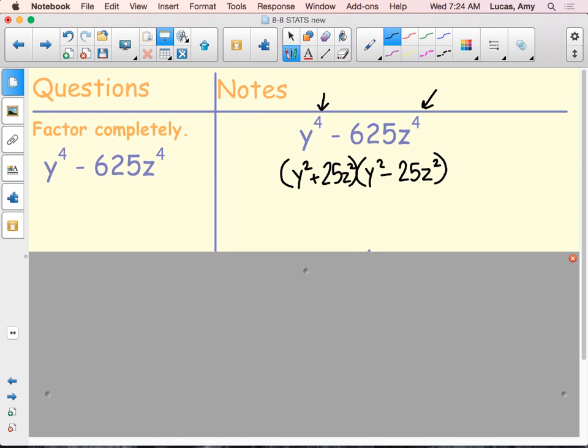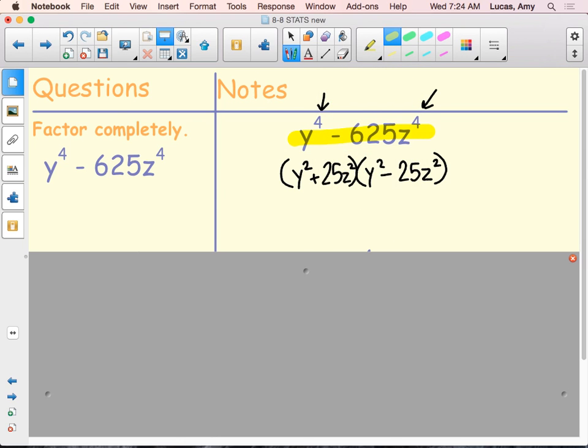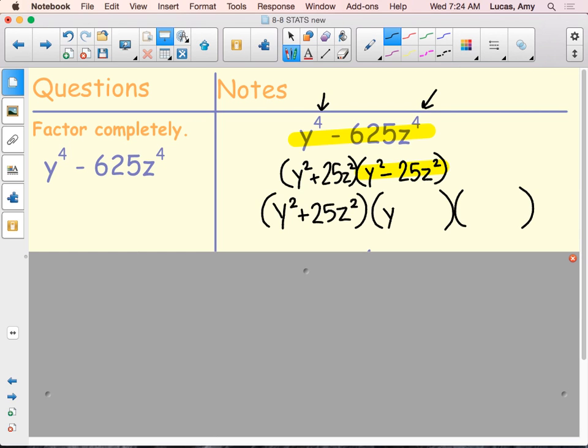Now this problem is more complex than the rest of them because this is a difference of squares and so is one of our binomial factors. So we actually have to factor this one again. Not the binomial that has the plus between the squares, just the one with the minus. Y squared is y times y, and 25z squared is 5z times 5z. So some of your problems today will require you to factor more than once. You just have to be careful and check to see if you have a difference of squares again.